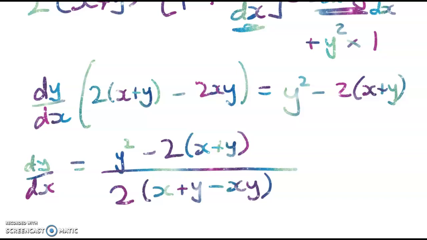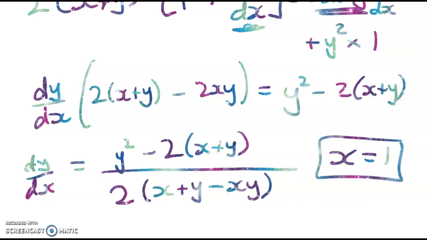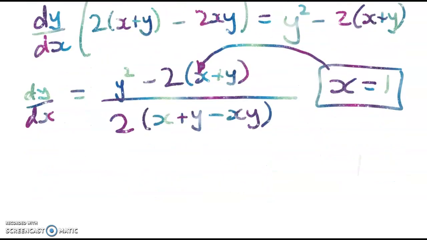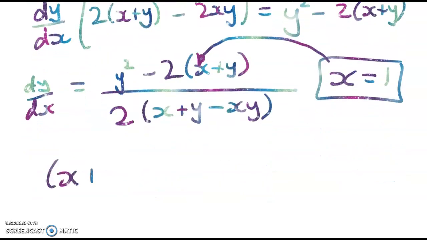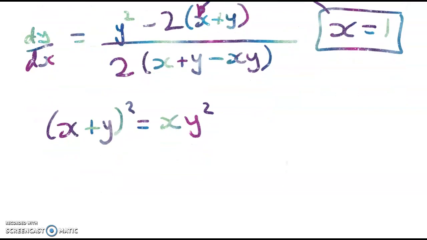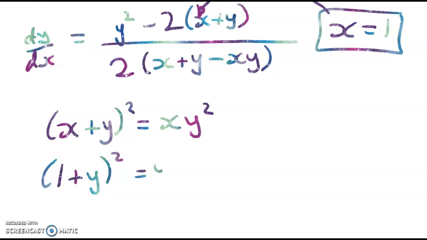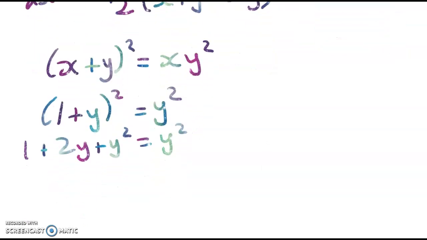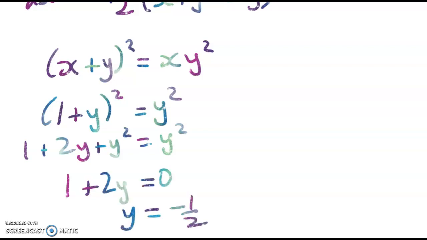Now, you don't have to do even that much cleaning up, because we know from the question that all we're going to do is to try and figure out what is dy by dx when x is equal to 1. So we can see that we're going to substitute 1 wherever x is, but what is my y value going to be? So what we have to do now is go all the way back to the start and say, well, (x plus y) squared is equal to xy squared. So if we substitute in x equals 1, we get this, (1 plus y) squared is equal to y squared. Expanding the left hand side gives me 1 plus 2y plus y squared is equal to y squared, leaving me with 1 plus 2y is 0, so y is equal to negative 1/2.